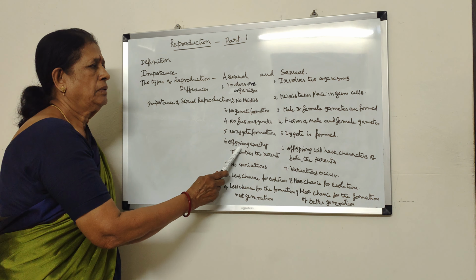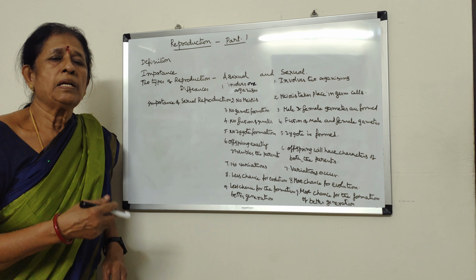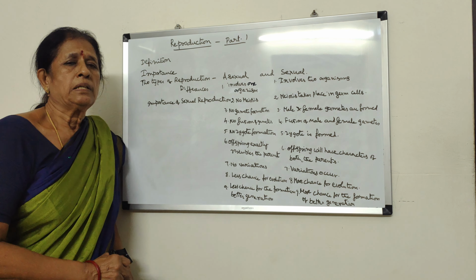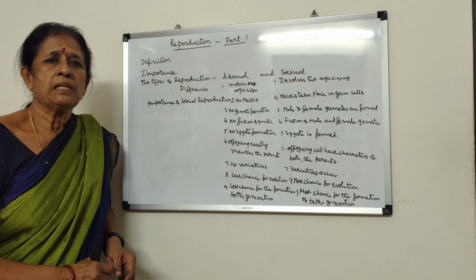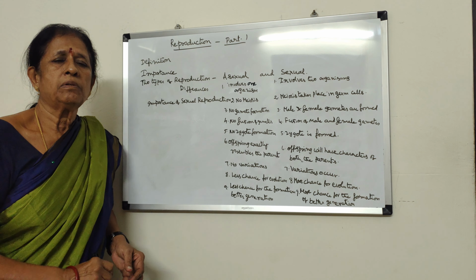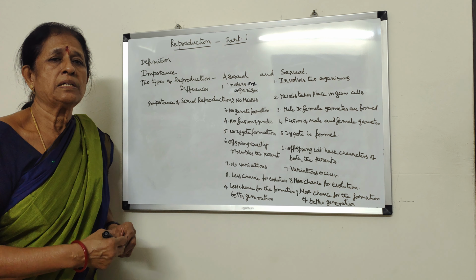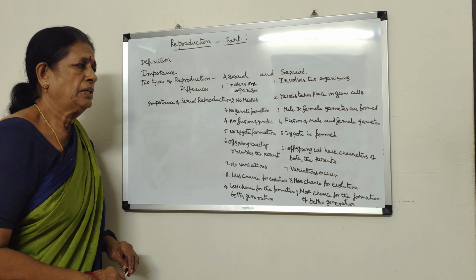When there is variation, nature will select the organisms with better characters, and it will eliminate the organisms with weak or non-beneficial characters. That is why in sexual reproduction the organisms are chosen by nature. Natural selection will be there. What is nature? Nature in the form of predators, in the form of food, in the form of shelter. Nature will select the organisms with better characters and eliminate the organisms with weak characters. So in sexual reproduction there is always a chance for the formation of better organisms, generation after generation. These are the basic differences between asexual and sexual reproduction.